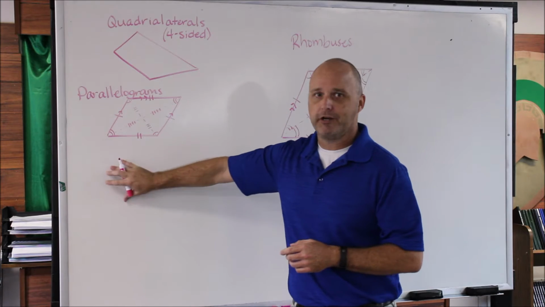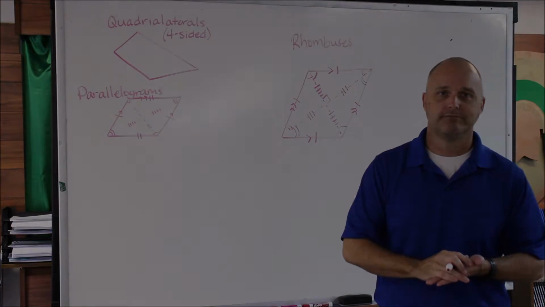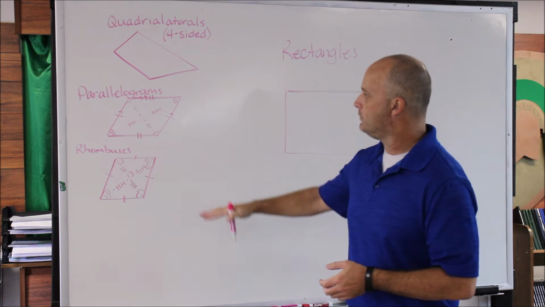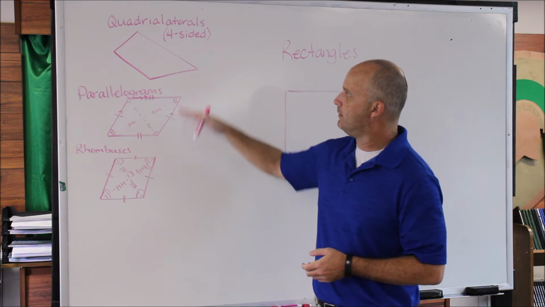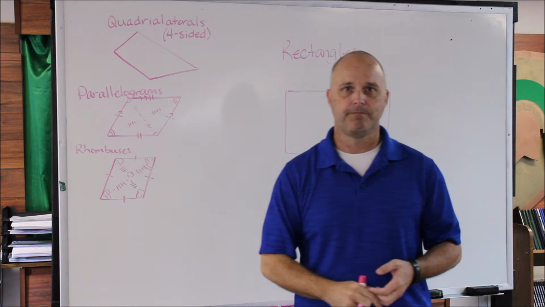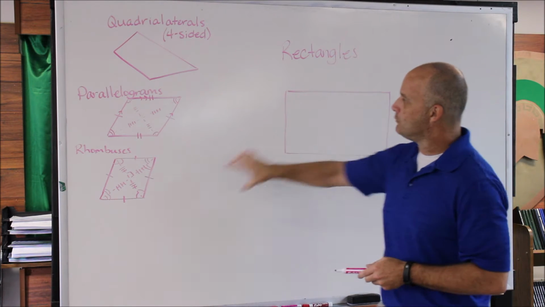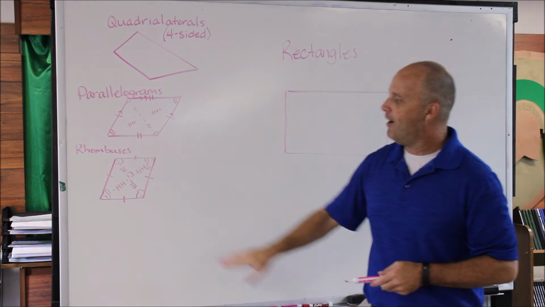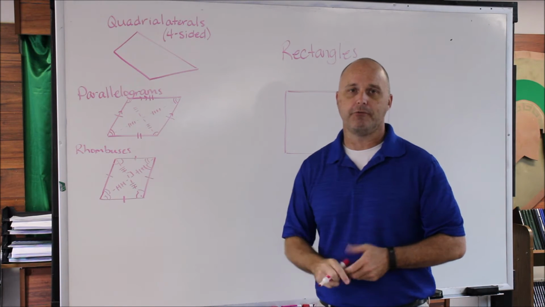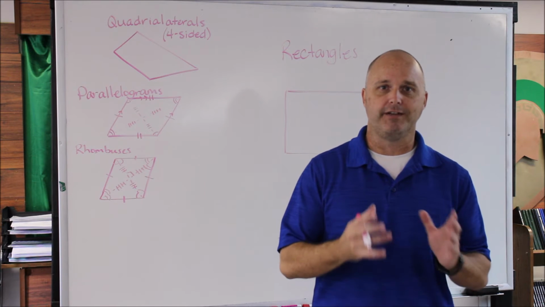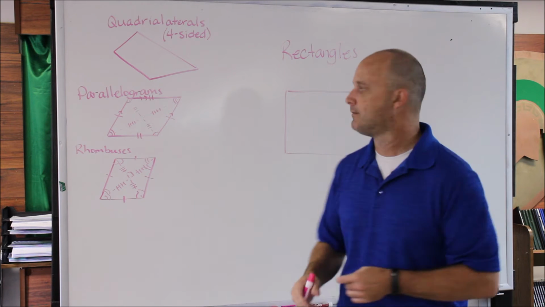Rhombuses we're going to put over here underneath parallelograms. So the last thing we looked at was rhombuses. So rhombuses are going to be parallelograms, and parallelograms are going to be quadrilaterals. Now rectangles are the next thing that we're going to look at. Rectangles are parallelograms, but they are not rhombuses. And the reason why rectangles are not rhombuses is because they have different lengths on their sides.